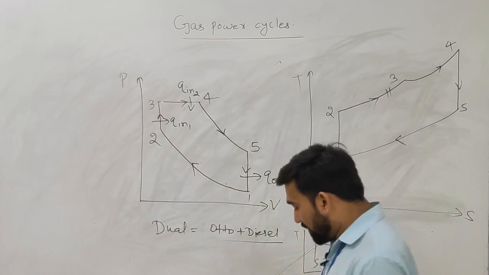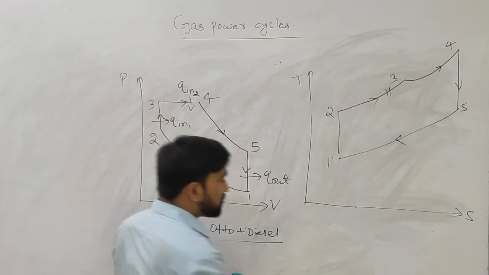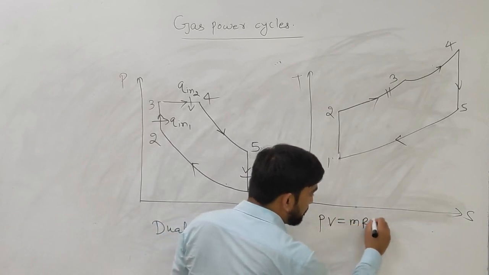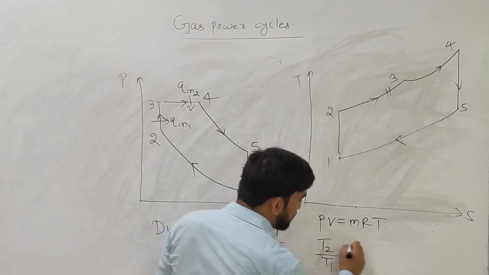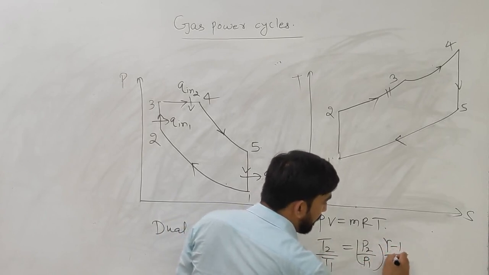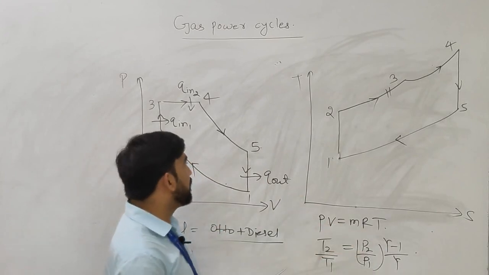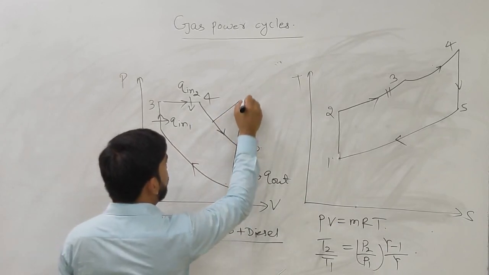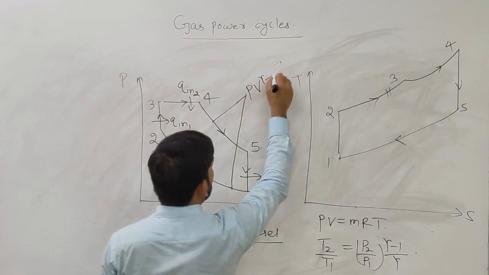We have seen that we only have to remember these two basic fundamental equations, that is PV equal to mRT, and T2 by T1 equals P2 by P1 to the power gamma minus 1 upon gamma. Suppose we are moving from point 1 to 2. Here points 1 to 2 and 3 to 4 are both isentropic or reversible adiabatic. So PV gamma equals constant.